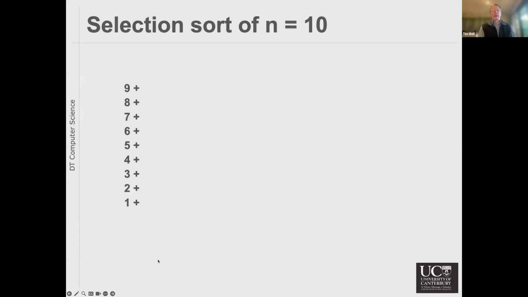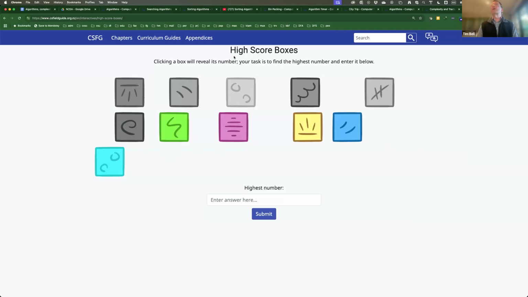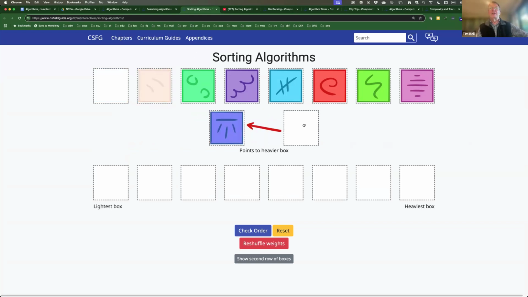Now, the algorithm that I like to start with is called selection sort. And again, we've got an interactive for that. And so here we've got boxes. Again, you could use scales. Remember that photo I had of the girl on the scales before? Much more fun if it's physical, but if you haven't got scales, you can just go to this on the field guide. Pick a couple of values and you find the largest value.